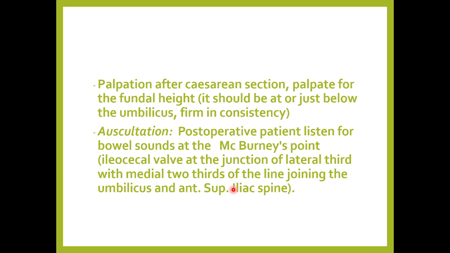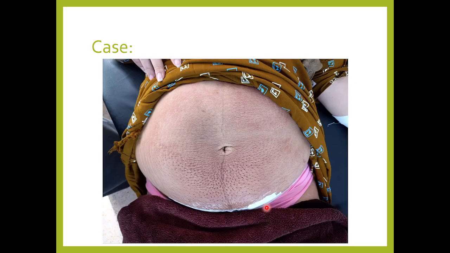Palpation after cesarean section. The main important point in palpation is the fundal height. After cesarean, the fundal height should be felt at or just below the umbilicus, and it is firm in consistency. It should be firm, it means it is contracted. If it is soft and doughy in consistency, this means that the patient will have bleeding or postpartum hemorrhage, atonic uterus. Then auscultation: in a postoperative patient, we listen for bowel sounds at the McBurney point, the junction of the lateral third and medial two-thirds of the line joining the umbilicus with the anterior superior iliac spine.